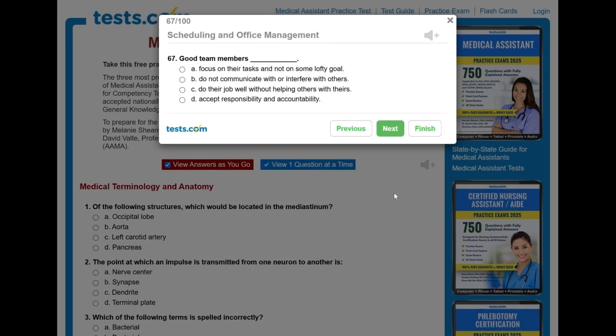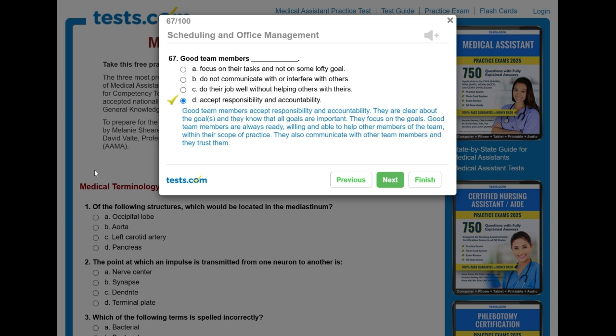Scheduling and office management. Question 67. Good team members, blank. A. Focus on their tasks and not on some lofty goal. B. Do not communicate with or interfere with others. C. Do their job well without helping others with theirs. D. Accept responsibility and accountability.